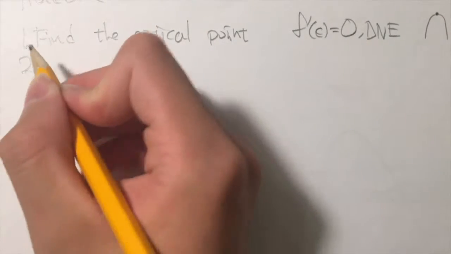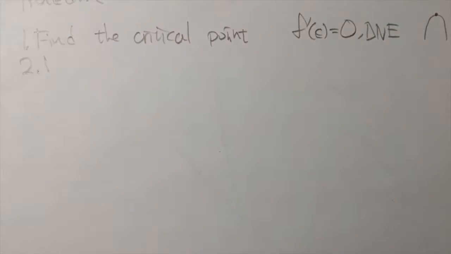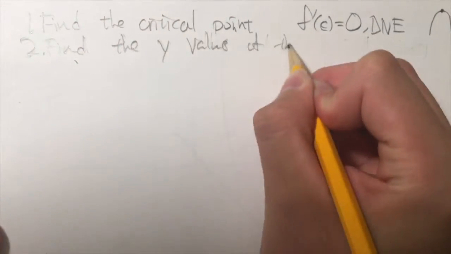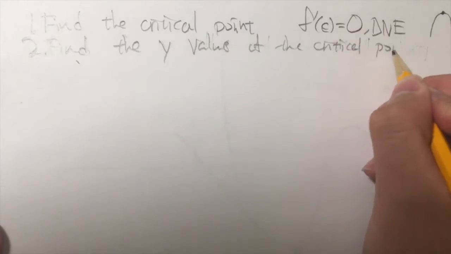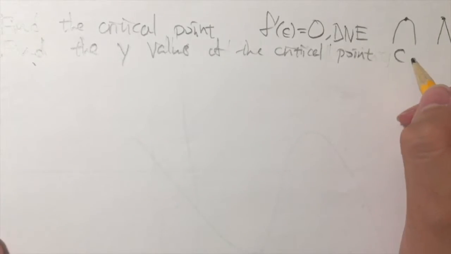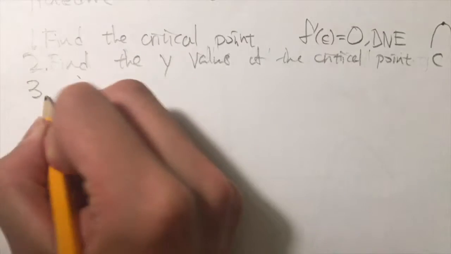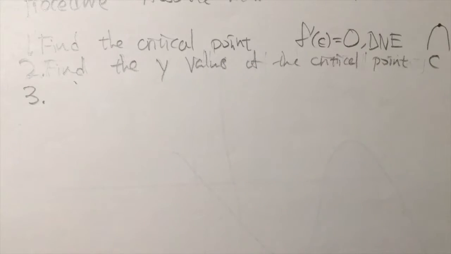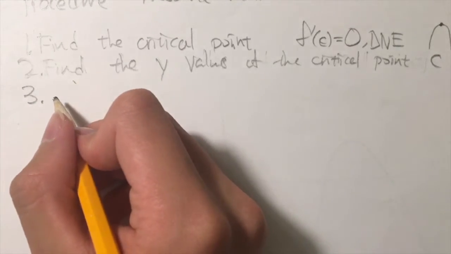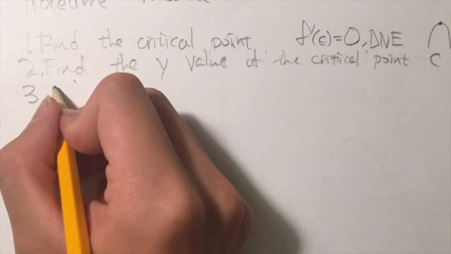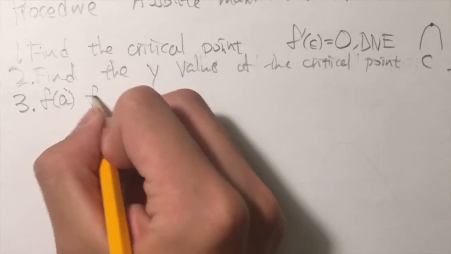Now we want to know what the y values are for these local maximums and minimums so that we can compare them. So find the y values of the critical points by plugging the values into the original function, so finding f of c. Now, the third step, we know that on top of local maximum and minimums, absolute extremas could be the endpoints. So to find the y values of the endpoints, we find f of a and f of b.